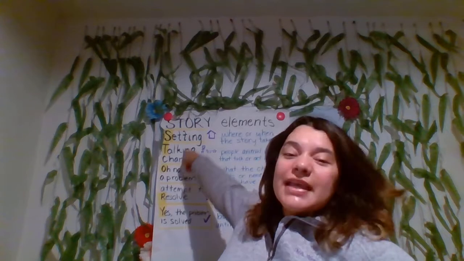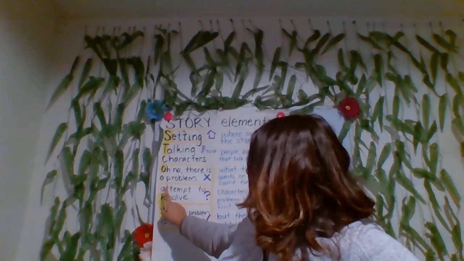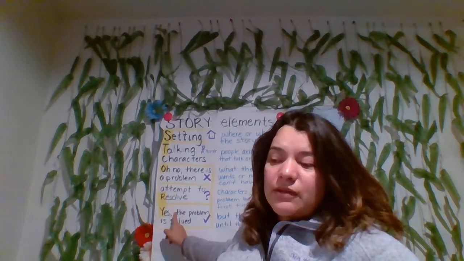Remember, setting and talking characters usually happen at the beginning of the story. The problem and the attempt to resolve it happen in the middle, and at the end we have how the problem was solved. Okay, The Little Red Hen.